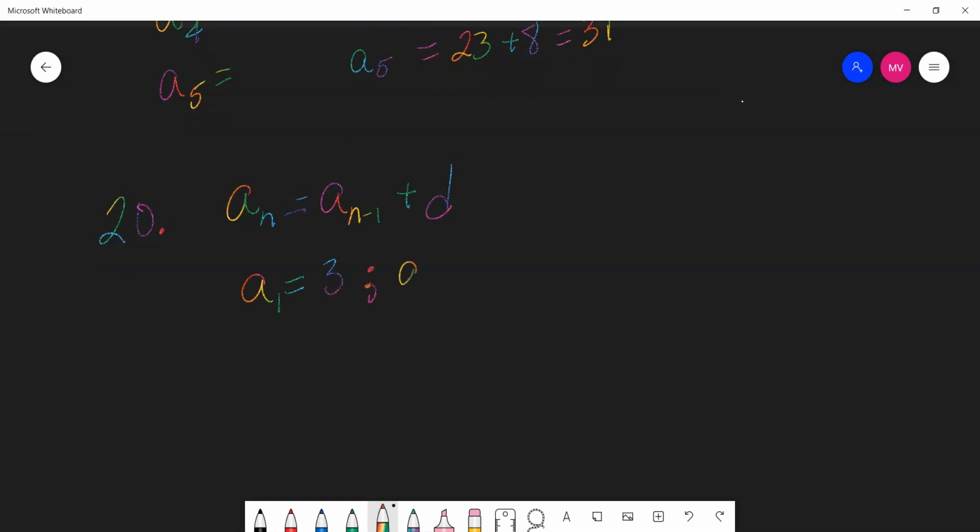And so then we have AN of any position equals AN minus 1. And what's our difference? +4. Right. And so then we're done. That's our recursively defined sequence. We've given our starting point, A1, and then we've given our formula that includes the difference.